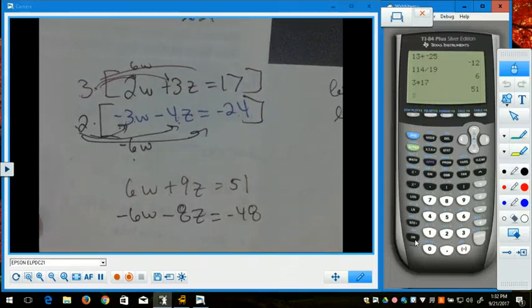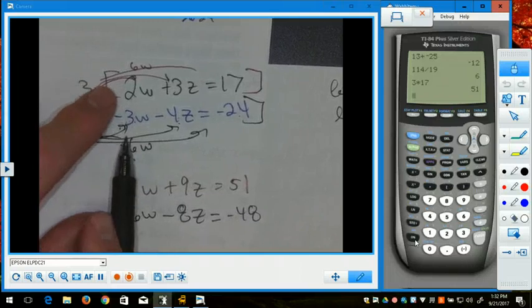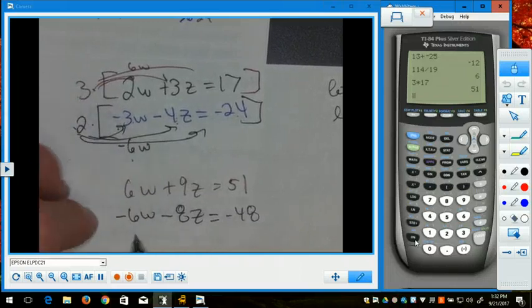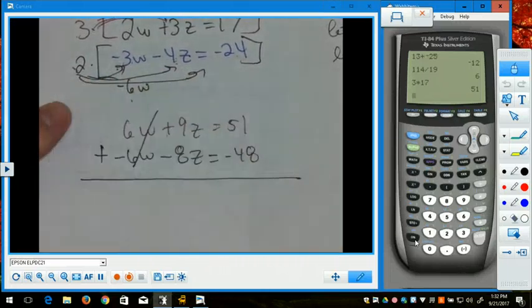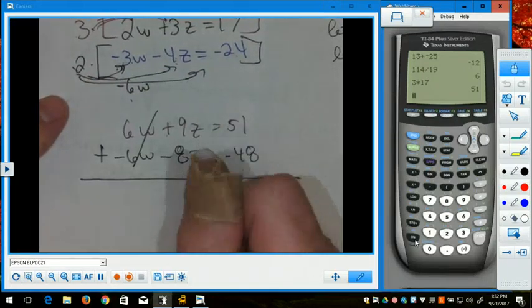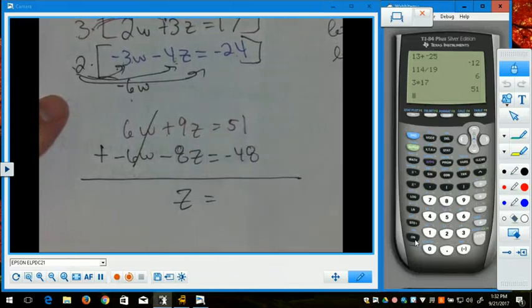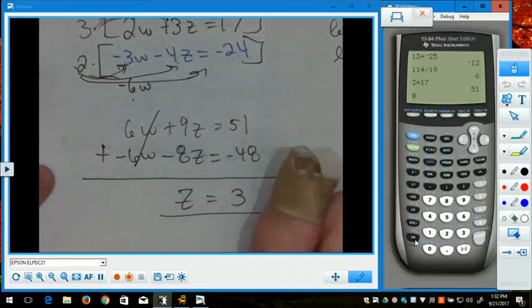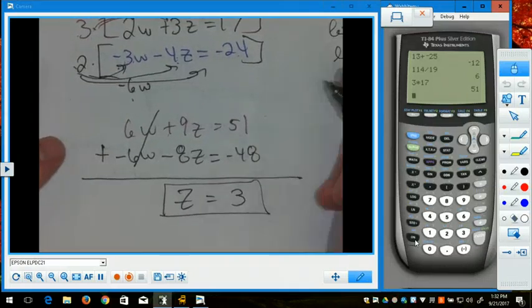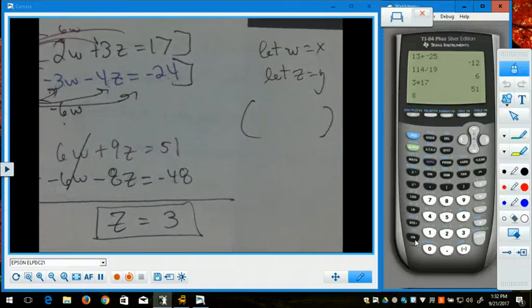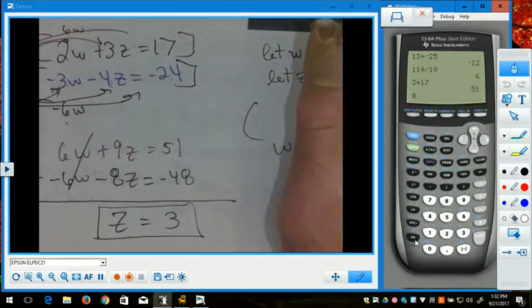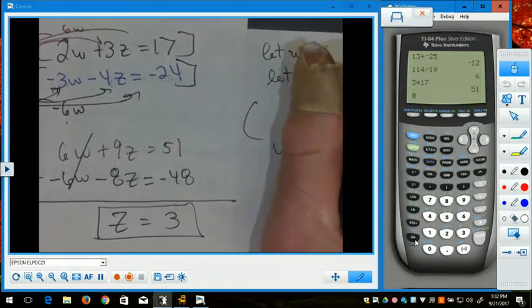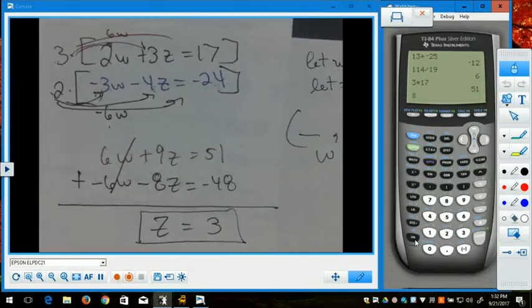So now that we got it in standard form, targeted one variable, and now got them to have opposite coefficients, we can eliminate w when we add the two equations together vertically, giving us z equals 3. Z equals 3. So in our solution, which as an ordered pair is a little weird, but alphabetically it would be w comma z, z is 3. We just have to figure out what w is.